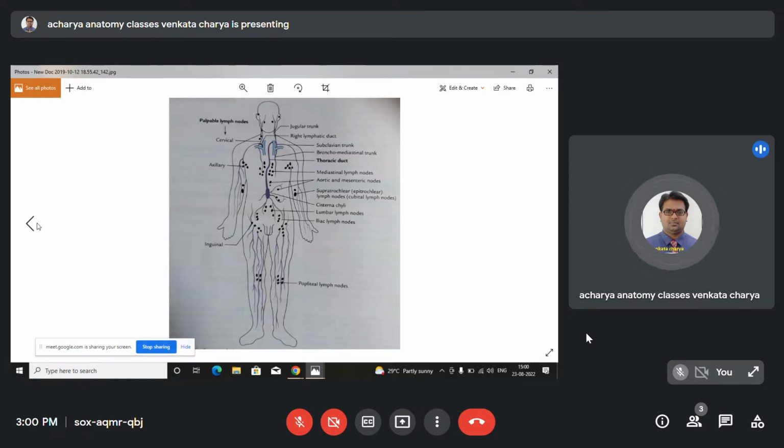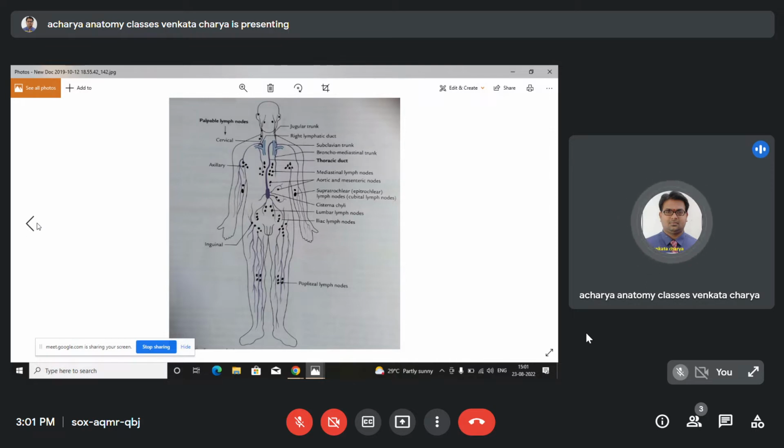Whenever a group of lymph nodes is present in the mediastinal space, which is a potential space present between the two lungs, we call them mediastinal lymph nodes. Are you getting it? And supratrochlear lymph nodes: trochlea is part of the bone, with capitulum and trochlea present in the humerus. Near the trochlea, the supratrochlear group of lymph nodes.